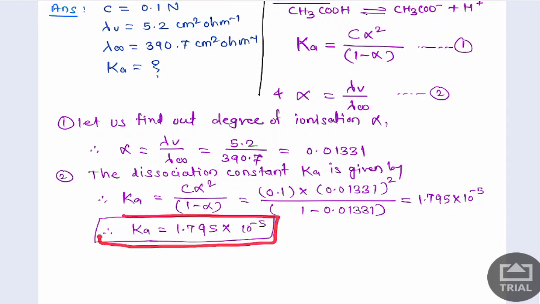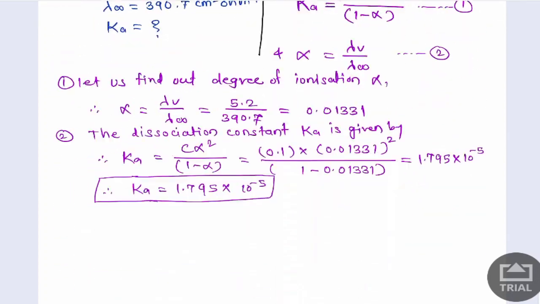In TYBSc, we have a practical on determination of the dissociation constant of acetic acid by conductometry. In this technique we measure the equivalent conductance at different dilutions and compare it, we find the alpha value, and from the alpha value we can find the value of the dissociation constant. Next problem.